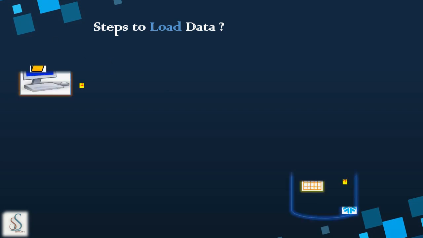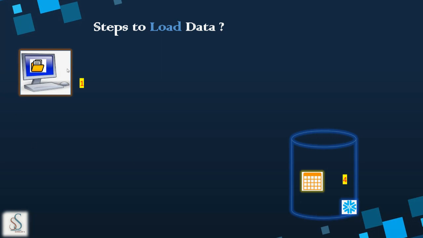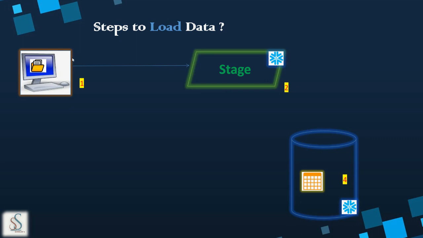The first step is, we have a file on our desktop and we have a table in our Snowflake. So we have to bring the records from that file into this Snowflake table. Snowflake needs some steps to be performed to load the data into the table. Let's see each step here. First, we have a CSV file, right? So we have to put that CSV file in the stage.